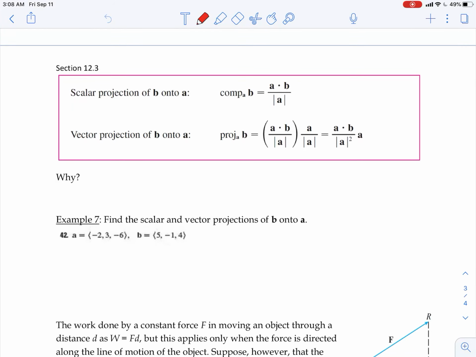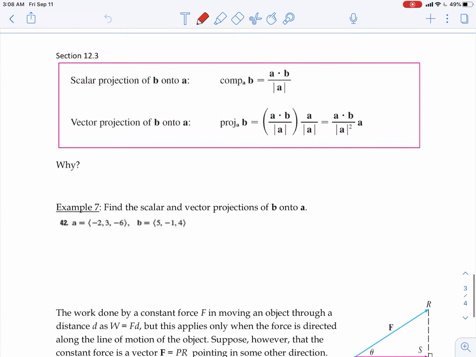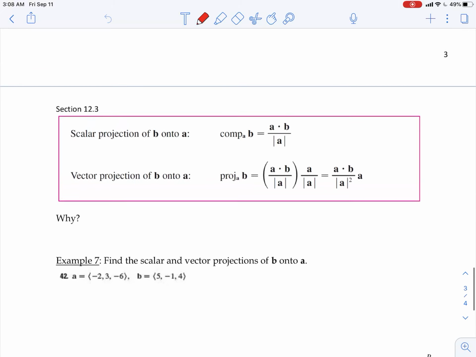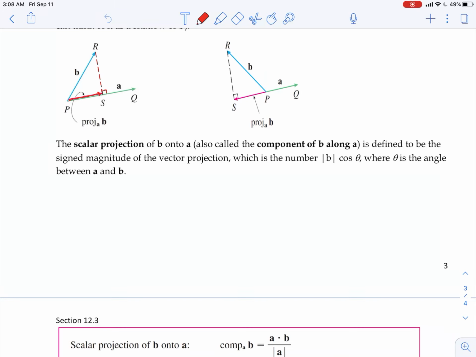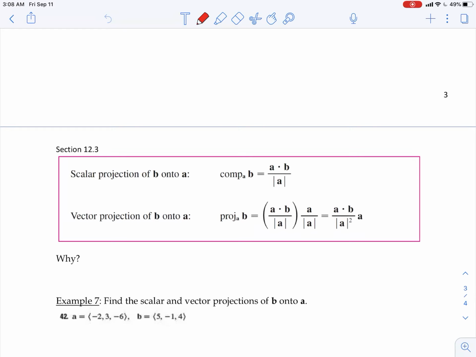All right, welcome to the last page of the notes. What we're working with again is the scalar projection and the vector projection. The scalar projection is just the scalar, basically giving us the magnitude of how long our projection is going to be from vector B onto A. It's giving us that distance. The vector projection is the actual vector.